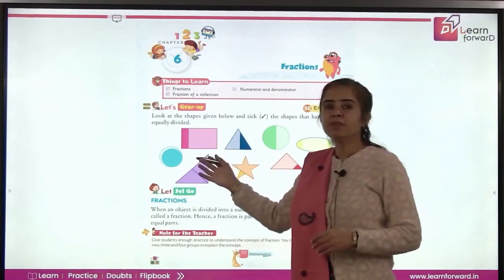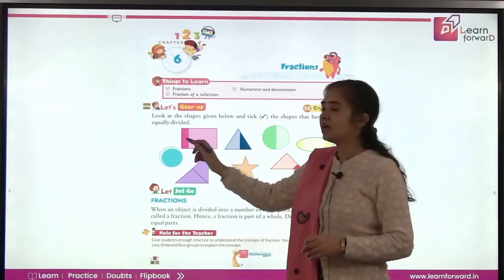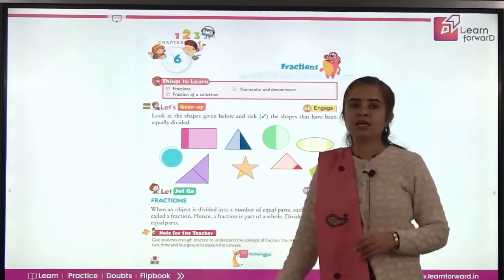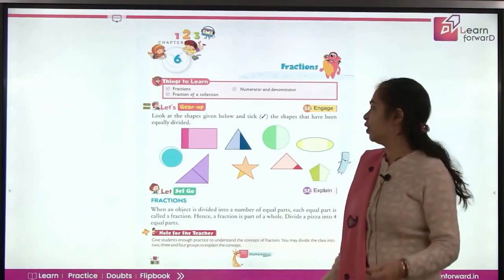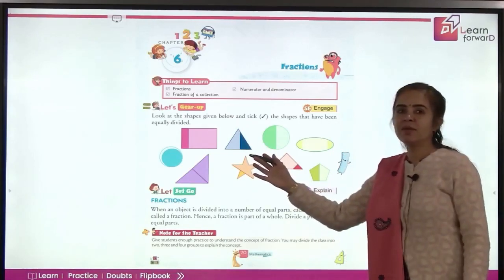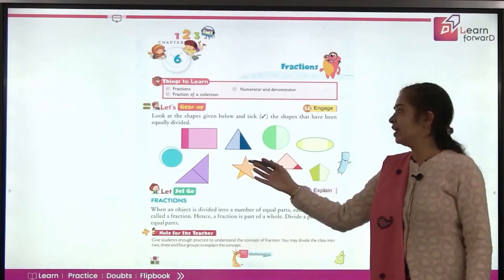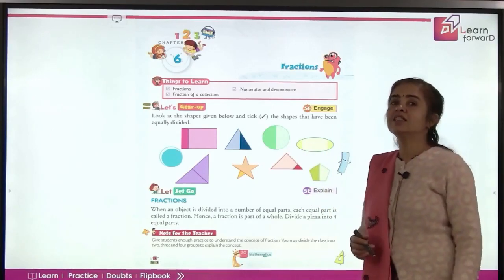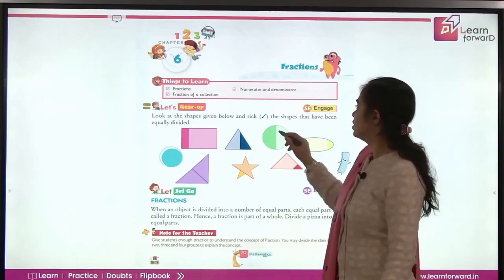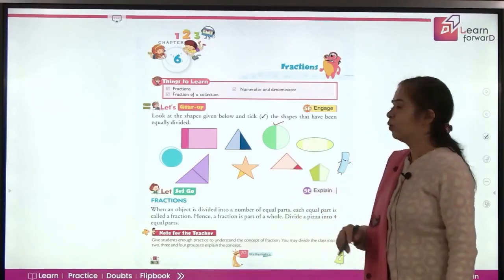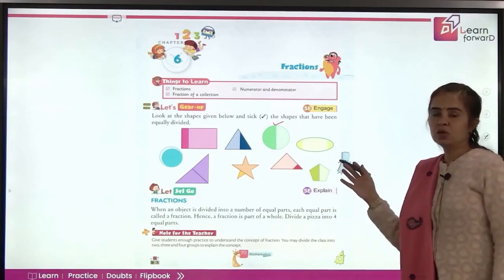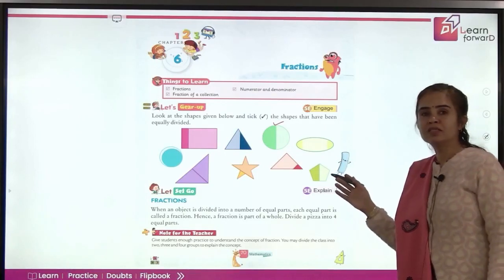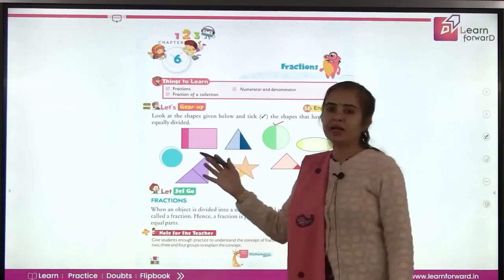What is the shape? Rectangle. So it is divided into two parts. Do you think both the parts are equal? No, they are not. Okay, what about the next shape? Triangle. Again not. What about this? Yes, your circle is divided into two equal parts. So let's take this. Okay, let's move to the next. Is the oval divided into two equal parts? No. Any other shape that is divided?